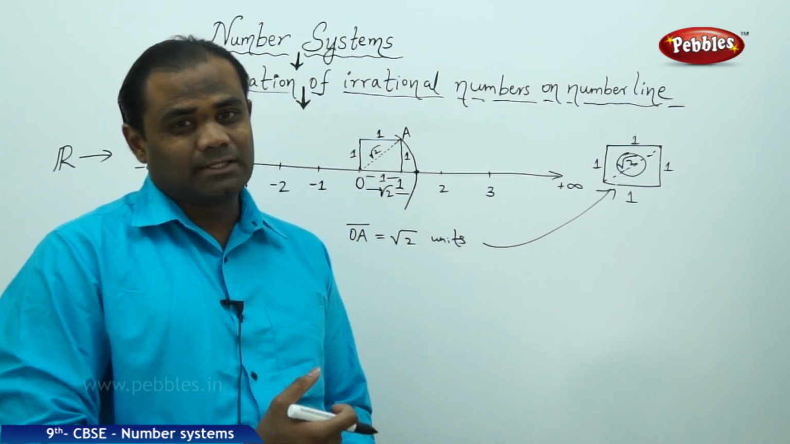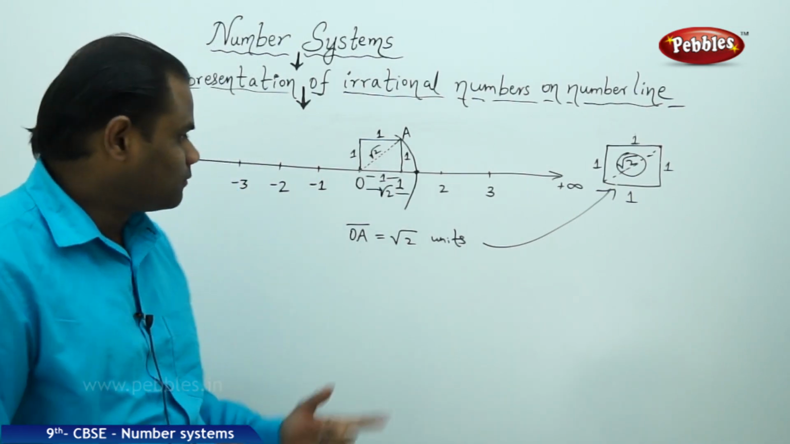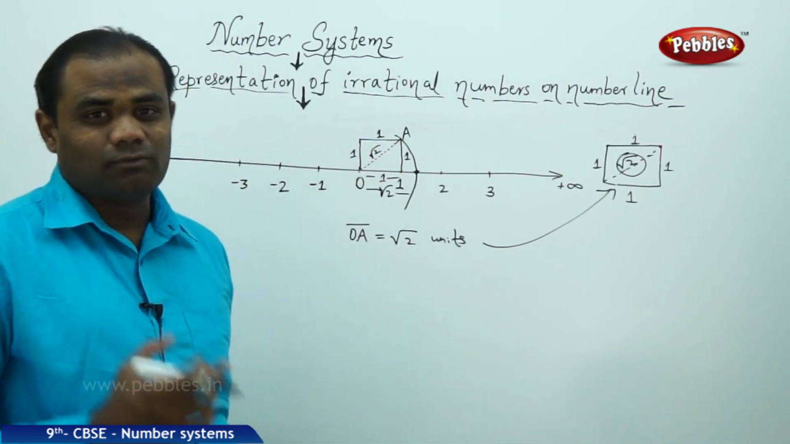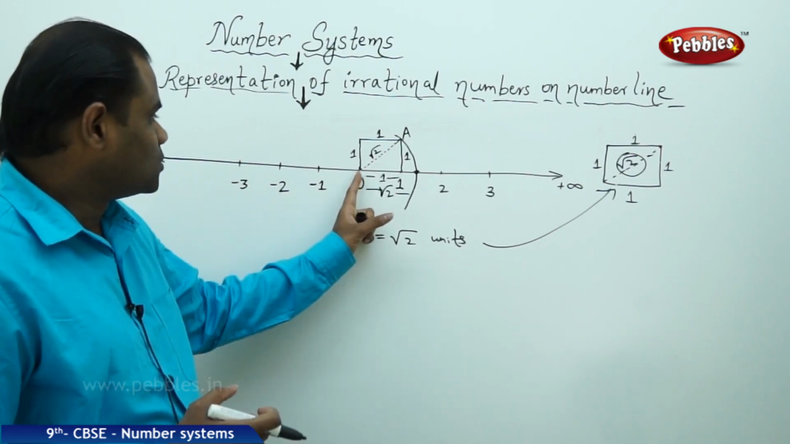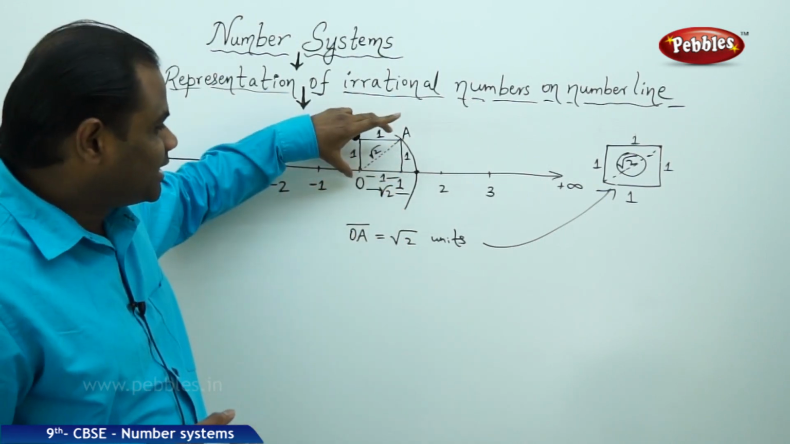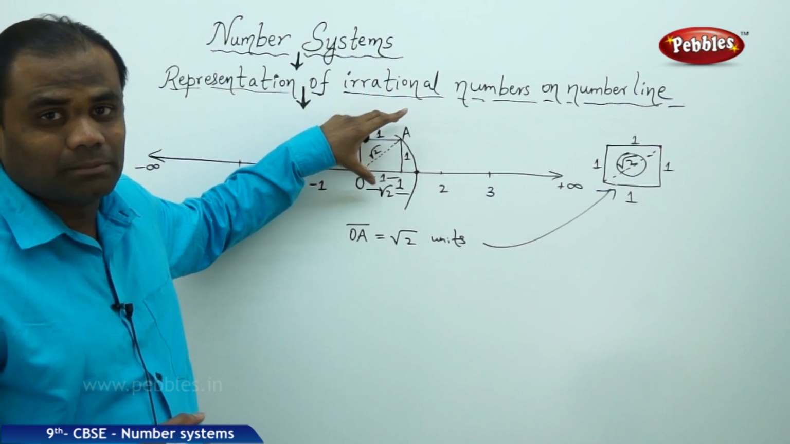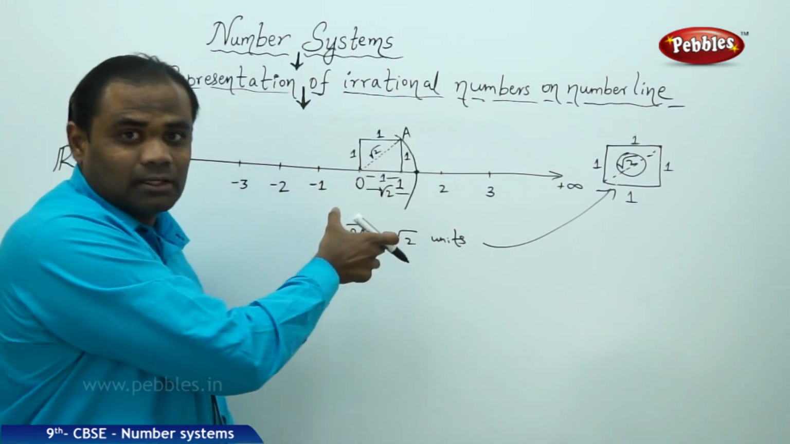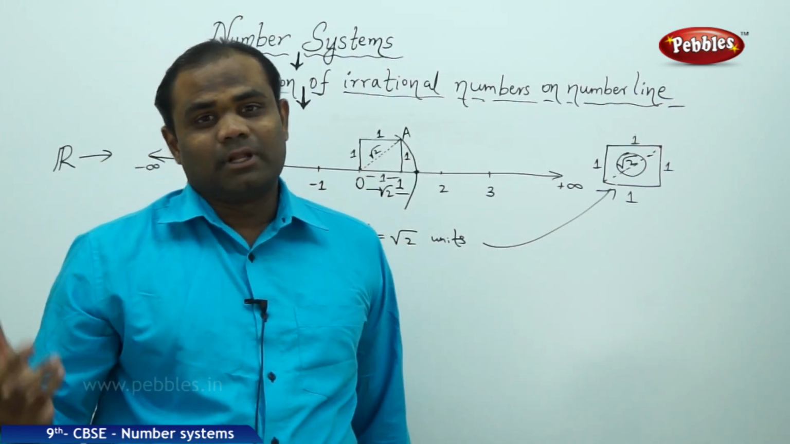So when we would like to construct root 2 on the number line, we first construct a square of 1 unit on the number line from 0 to 1 unit, and then take its diagonal, measure the diagonal with the compass, then draw an arc such that the arc cuts the number line.